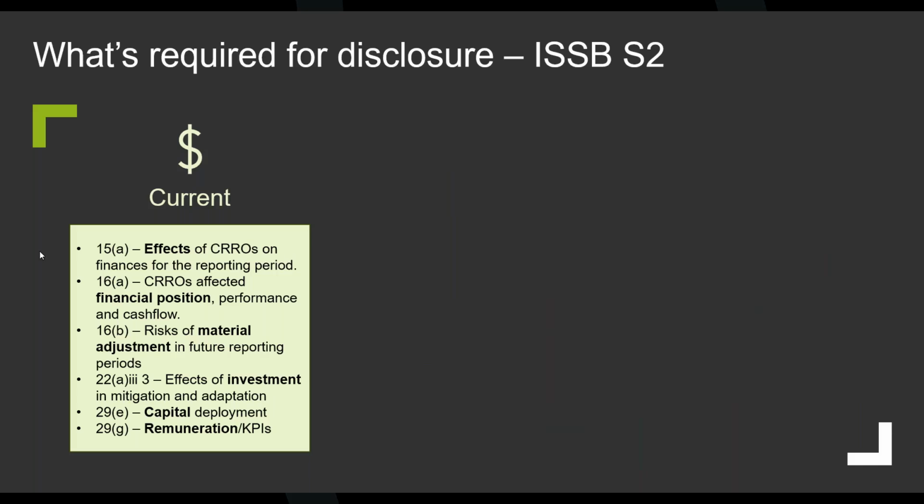For example, you need to disclose the effects of your material, highly rated climate risks on your financial performance and cash flows, and how those risks might result in material adjustments in future. You might need a provision for expected future expenditure, or perhaps you need to impair some assets due to a reduction in revenue or shortened life cycle. In addition to financial modelling, there are some specific metrics required around investment in mitigation and adaptation, capital deployment, and certain disclosures around remuneration and KPIs as well.